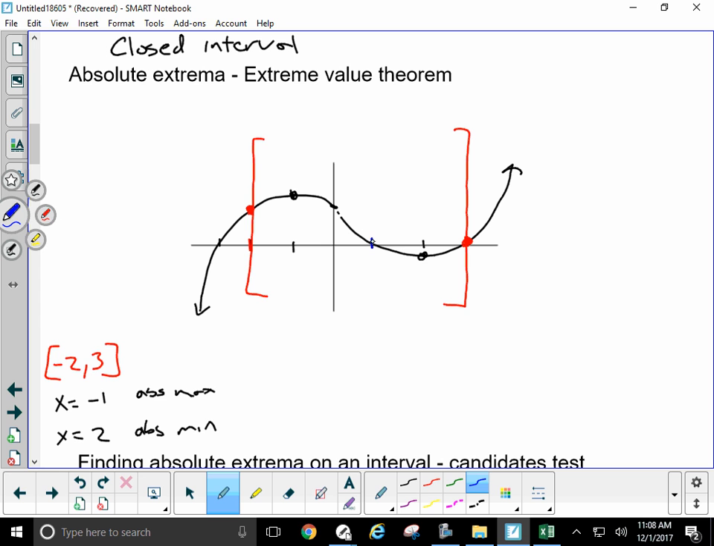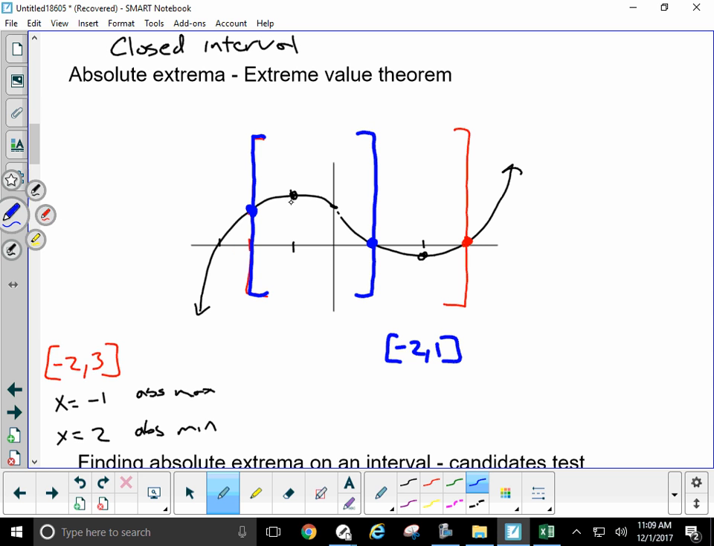But let's look at a different interval. Let's look at from -2 to 1. So that would include this point and include this point. Now think about overall maxes and mins. It's just the largest y value we could have or the smallest y value.